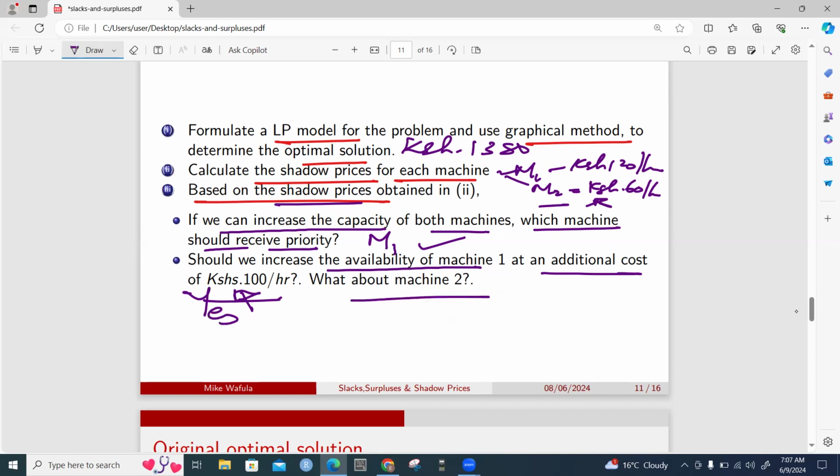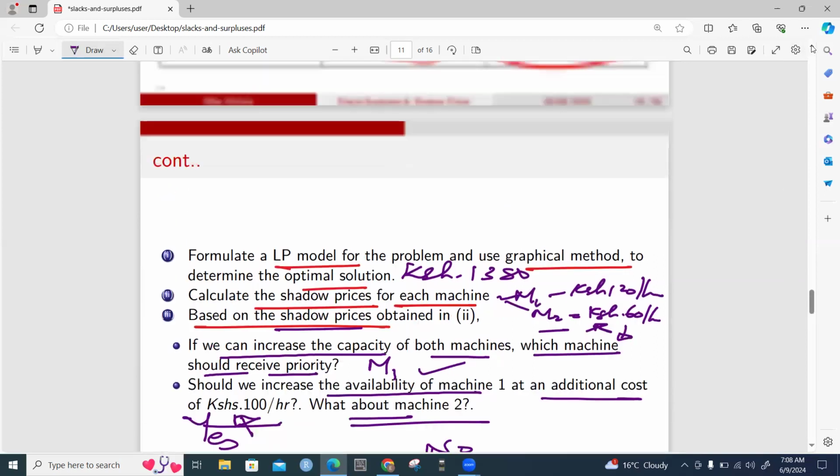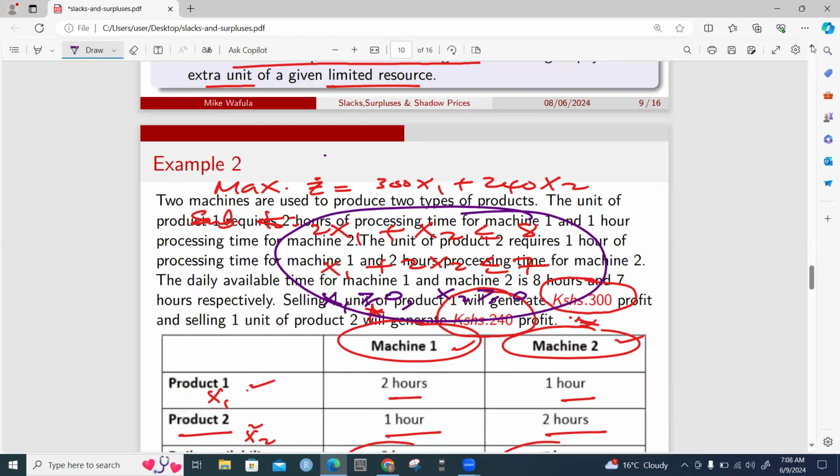But what about machine 2? Machine 2 is a big no, because it's only fetching 60 shillings per extra hour. If we are hiring at 100, then of course the company will be making a loss. So it's a big no for machine 2, but a big yes for machine 1. And that's the logic of shadow prices and how it can help you.